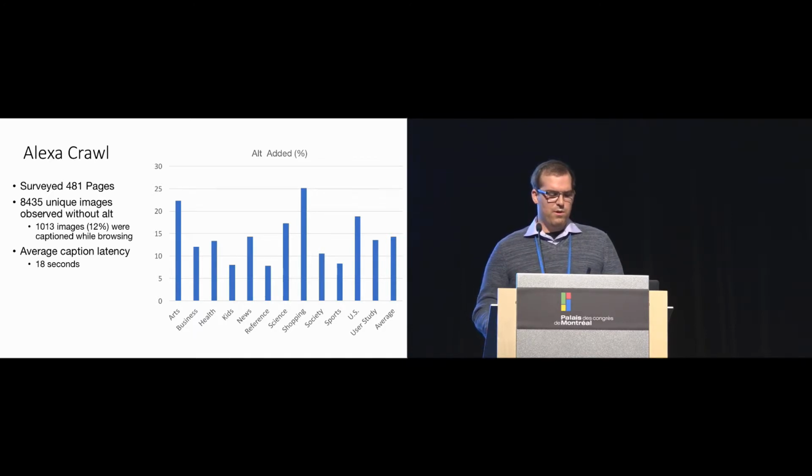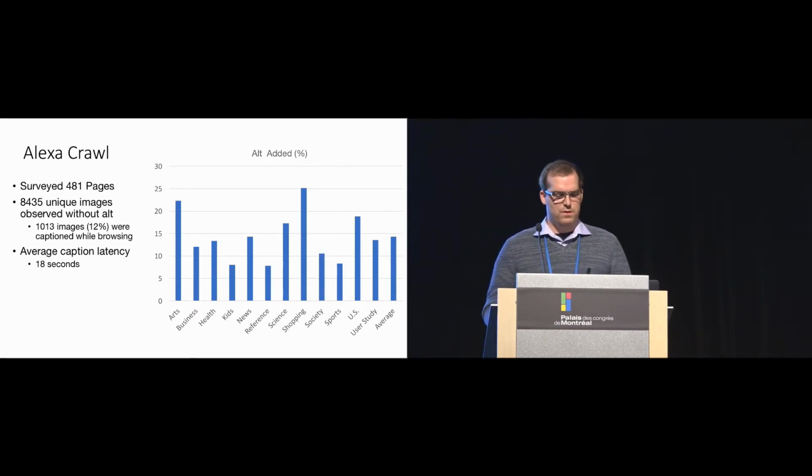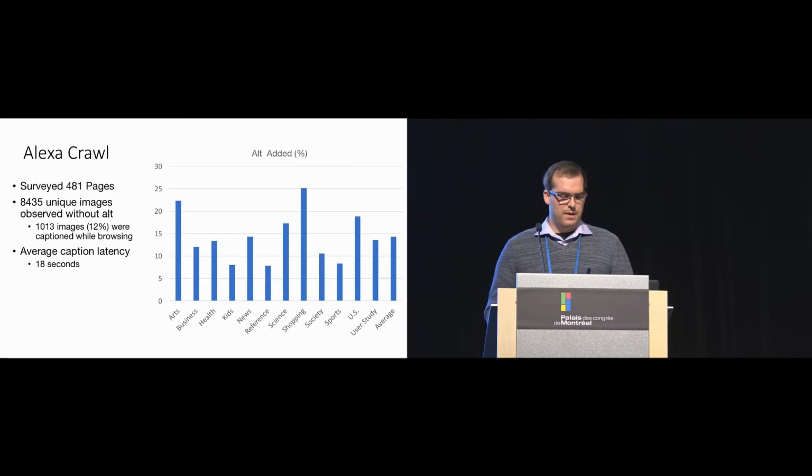The automated crawl went over 481 pages, finding over 8,000 images without alt text, and was able to caption about 12% of them, or 1,000 images, during the browsing session. The average caption latency was about 18 seconds. This showed that even in the worst case performance, the system is still able to produce human quality captioning for many images in the short browsing session.